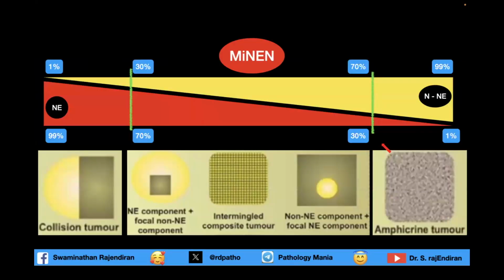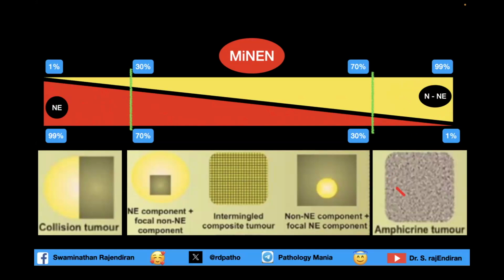The interesting terminology, MiNEN, you have to have a very crystal clear idea. Before going into MiNEN, when you see two tumors separately, they are known as collision tumor. When you see two tumors mixed with each other, they are known as mixed tumors. And in mixed tumors, either component can be prominent. Here, the red one is the neuroendocrine component. It can be neuroendocrine component predominant in this end, whereas non-neuroendocrine component predominant in this end.